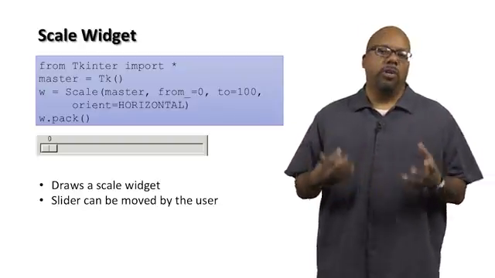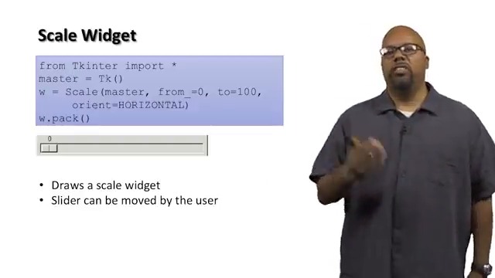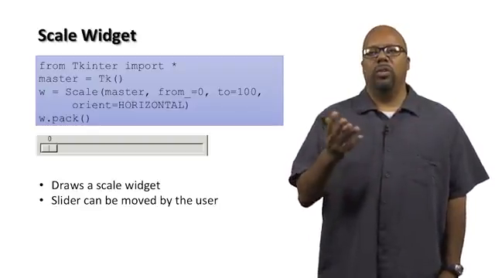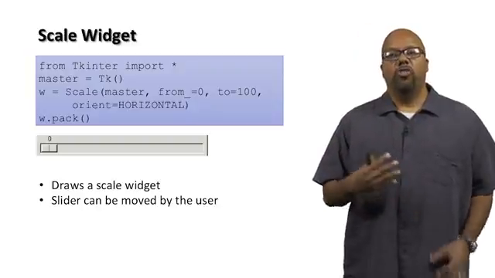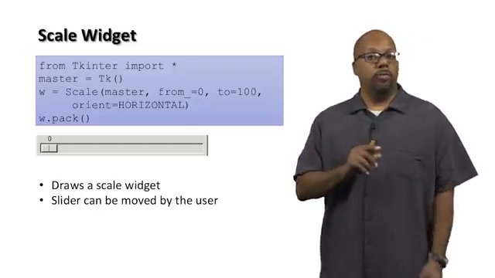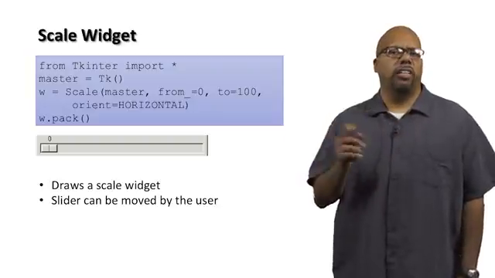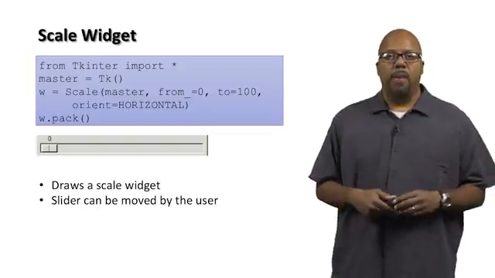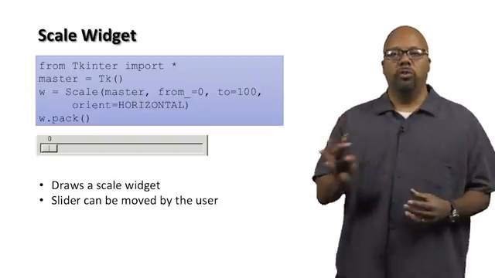To make that appear on the screen, we have to say w.pack(), and then it appears on the screen. Depending on what you're using, you see something that looks like the picture on the screen, that scale. Now this draws the scale widget, and the user can move it. The user can take their mouse, grab on the slider, and slide it to the left and the right. That's part of our GUI. But that doesn't do anything particularly interesting yet. I mean, it's pretty. It draws a scale, and you can move it left or right.